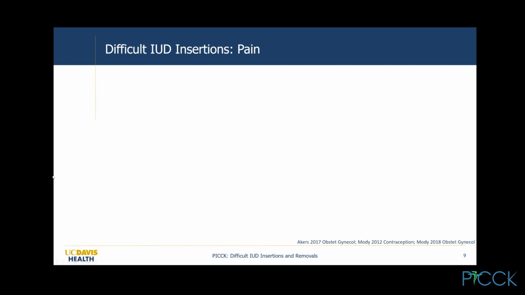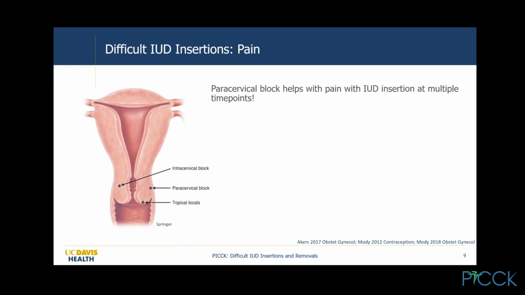Now, pain is also a really important factor, and sometimes that can be difficult to overcome. But we do have actually quite a bit of data showing that paracervical block can help with IUD placement at multiple time points, whether it be placing certain parts of the instruments or certain steps of the procedure. Just so you have an idea, there's actually multiple ways of administering a cervical block. And I'm just showing the anatomy of the cervix and the uterus here so you can see where these may be placed. Most of the data that have been published has been mostly on the paracervical block, but this is not to say that any of these other options are not necessarily helpful.